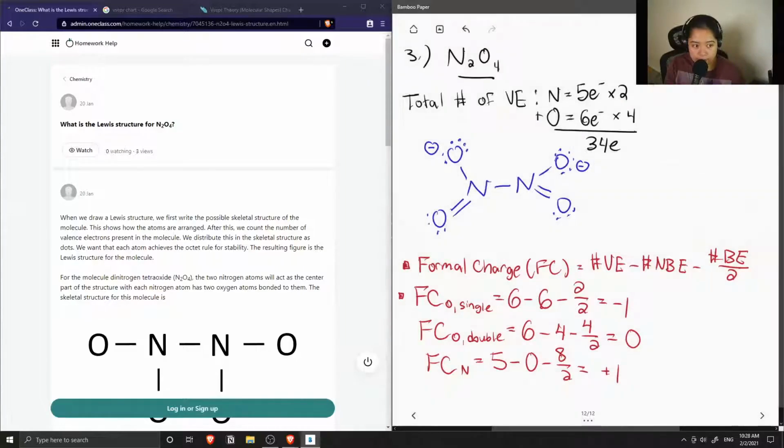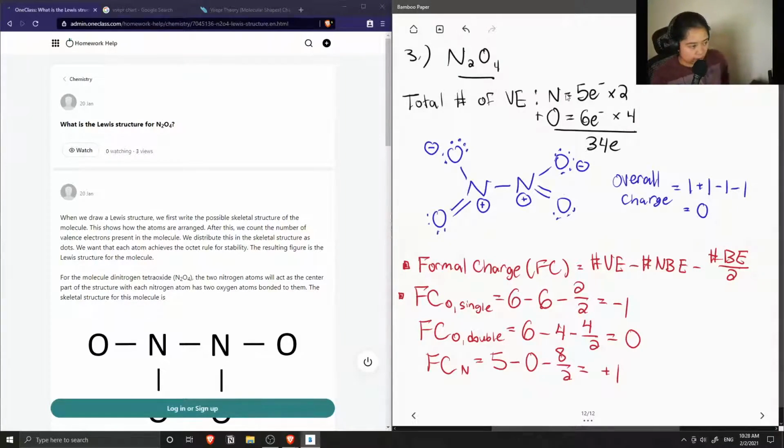So we can draw in our nitrogens having a +1 charge, and if we were to add up the overall charge of our molecule, then you can see that they cancel each other out. Since we have 2 negatives and 2 positives, we have an overall charge of 0 for our molecule, which is good since we know we have a neutral molecule. Okay, so this is the correct Lewis structure for dinitrogen tetroxide.